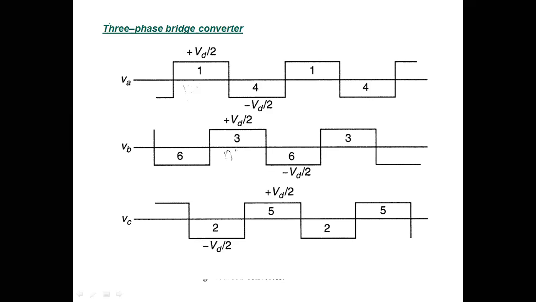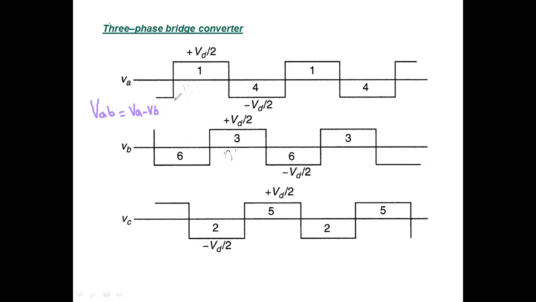Then remember that the line voltage you can calculate. How to calculate line voltage? VAB, the line voltage, that is phase to phase voltage, is VA minus VB. Simply, this is VAB, that is the line voltage. Line voltage VAB is calculated from VA minus VB. Similarly, we can calculate VBC, VCA, simply subtracting this waveform VB from the first one.